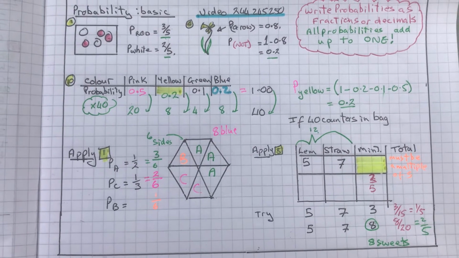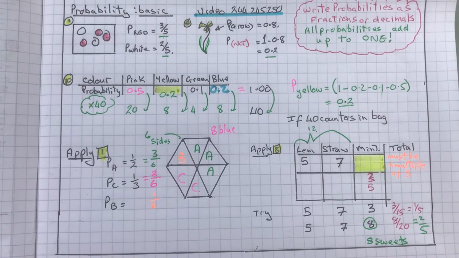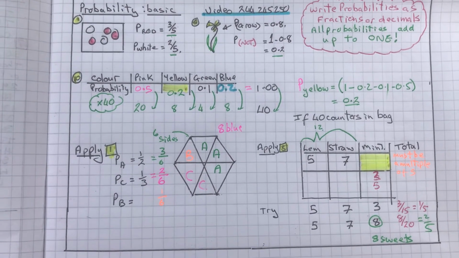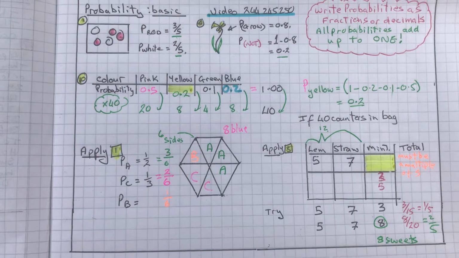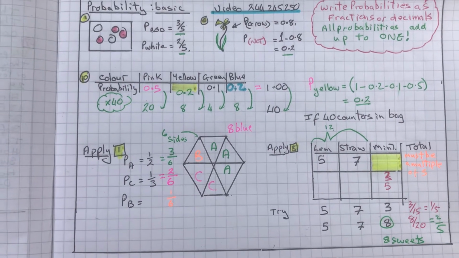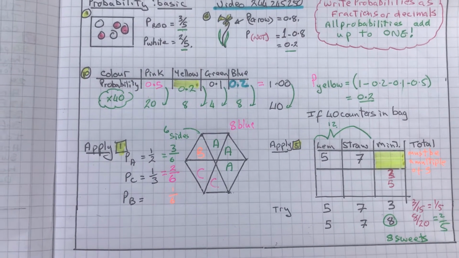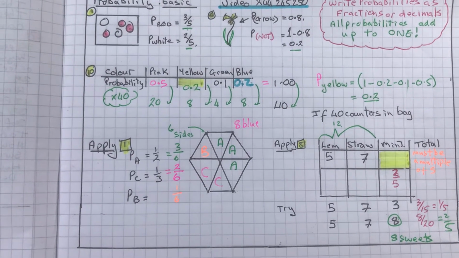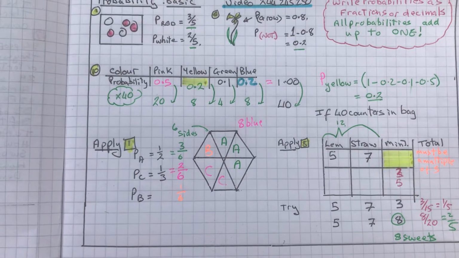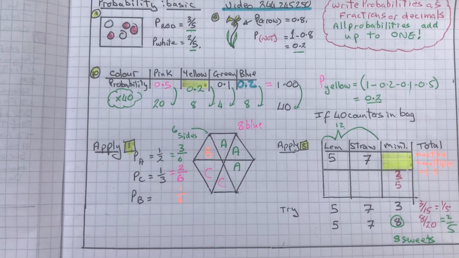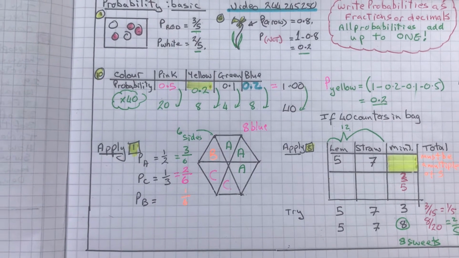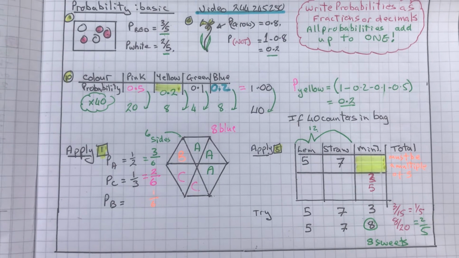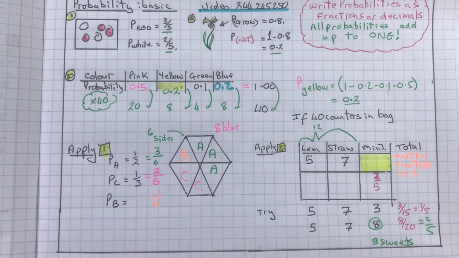If there are 40 counters in total, what is the probability that I get a blue counter? Well, what I've got to do is multiply the probability of getting each of the colours by 40, and that will tell me how many of them there are. Pink, 0.5 times 40 is 20. Yellow, 0.2 times 40 is 8. Green is 4. And the blue, 0.2 times 40 will be 8 blue counters. Now if we stop here, and the second part will help us with tomorrow's lesson.